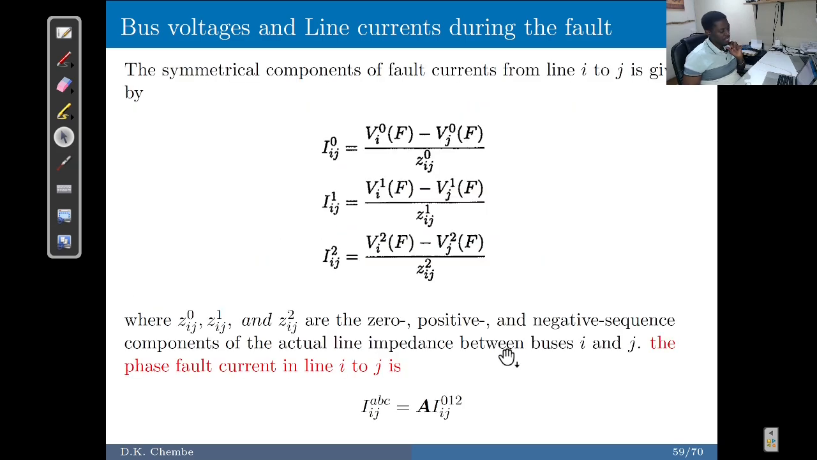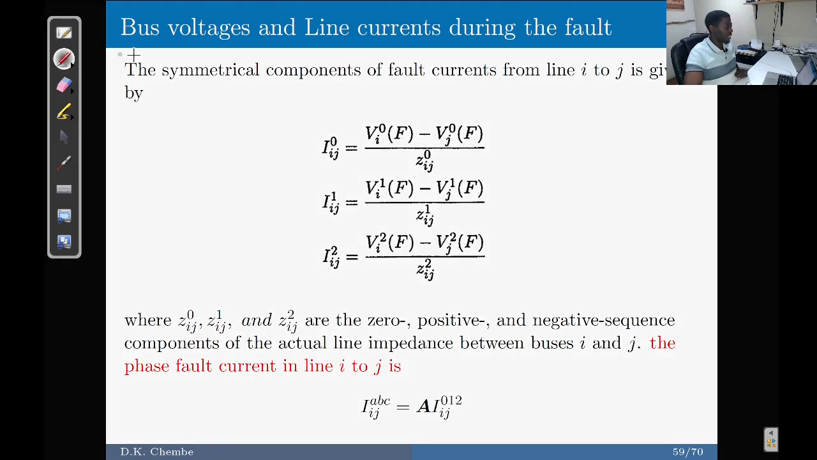Okay. And we can equally determine the symmetrical component currents or fault currents from line I to line J given by these following equations. As we said, we are looking at bus I going to bus J. So this is your bus I and your bus J in that sense. And so for the zero sequence currents, positive sequence currents, and negative sequence currents, that is what you obtain.